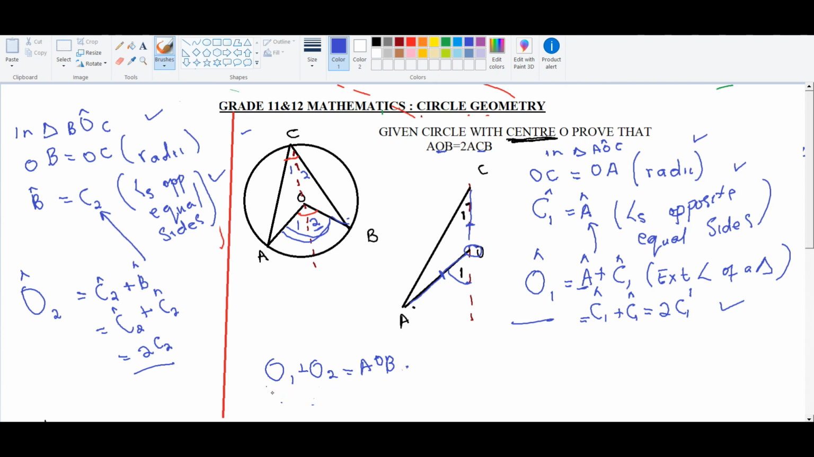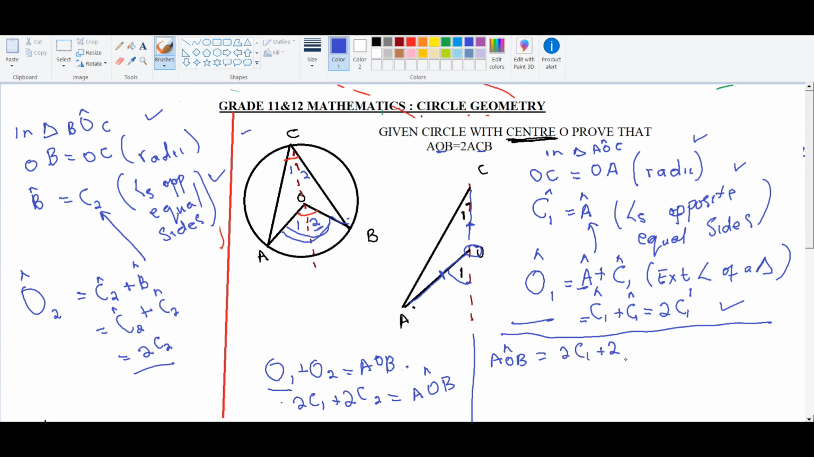So we said O1 plus O2 is equal to AOB. But what is the value of O1? O1 we said is equal to 2C1 plus. What is O2? O2 is equal to 2C2. Then you have equals AOB. I'm running out of space, sorry, you'll forgive me. I'm sure you are still following. Then we have AOB is equal to 2C1 plus 2C2. Then you see what is the common factor here.